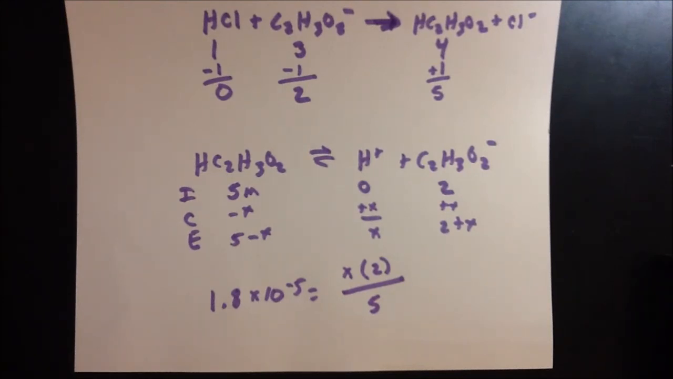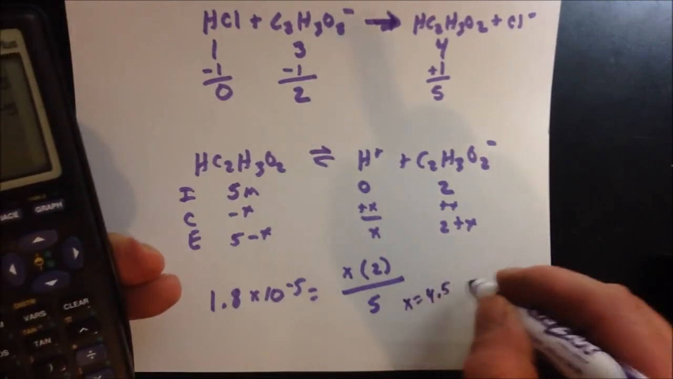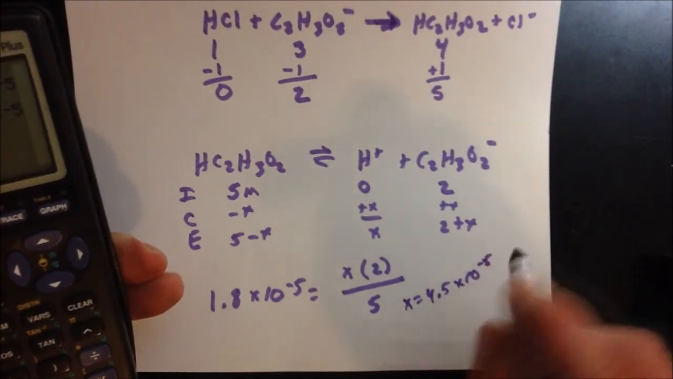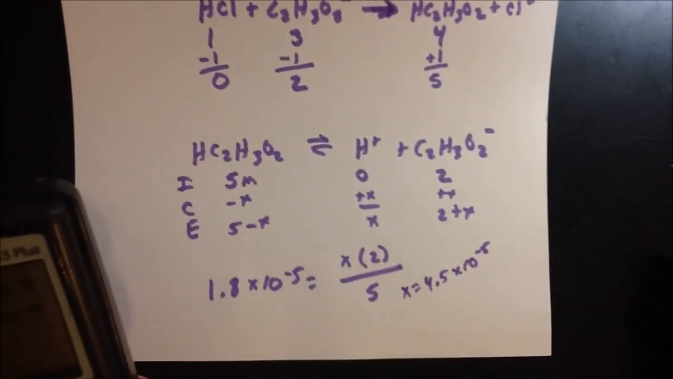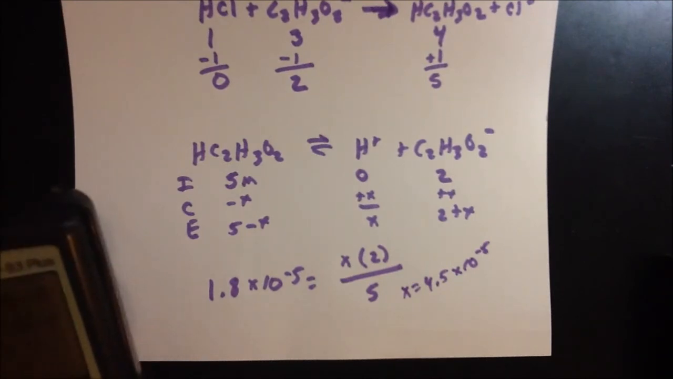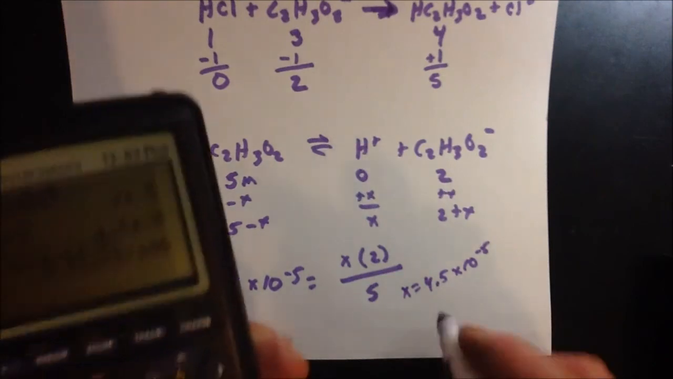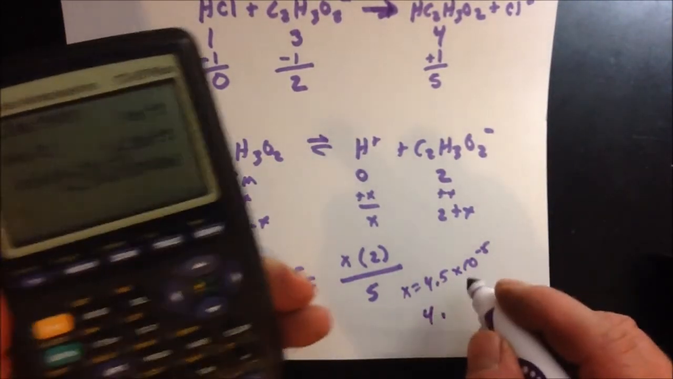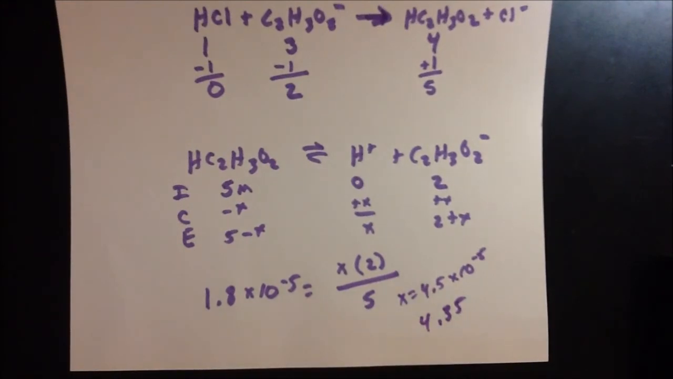So 1.8 times 10 to the negative 5th, multiply both sides by 5 to get rid of it, and then divide by 2. And I get 4.5 times 10 to the negative 5th. X equals 4.5 times 10 to the negative 5th, and therefore the pH, negative log of 4.5 times 10 to the negative 5th, is 4.35. And again, I know I'm going an extra sig fig there compared to what I started with.